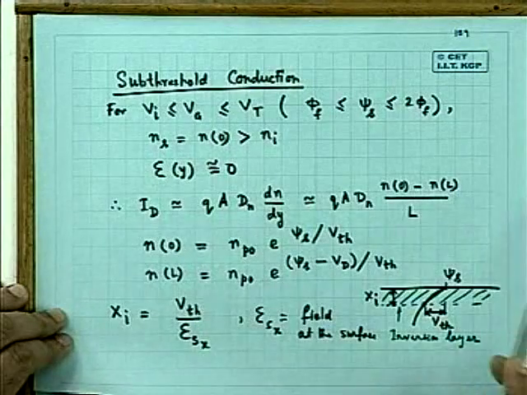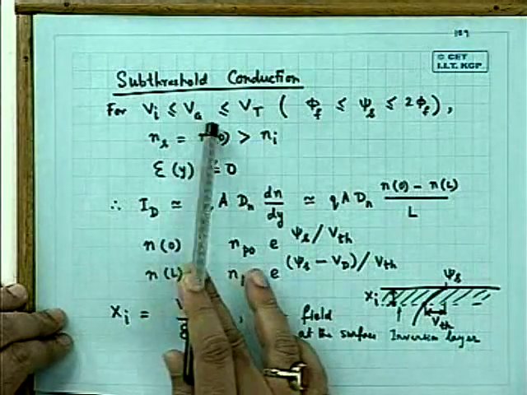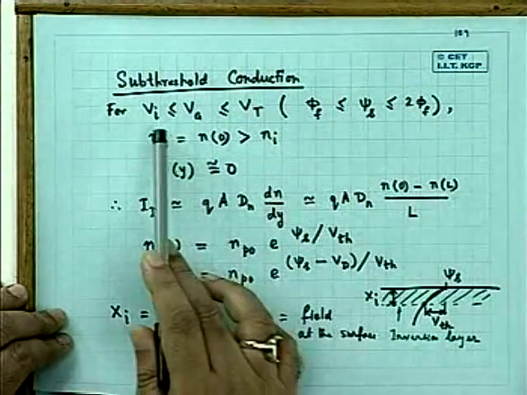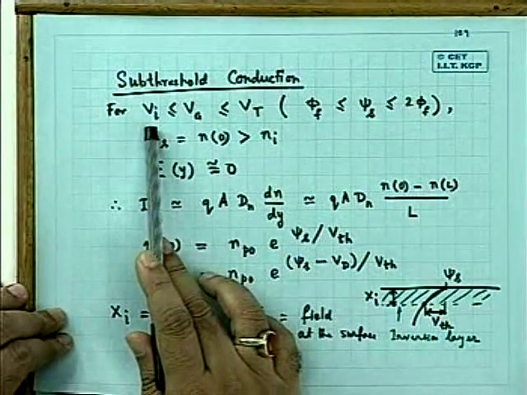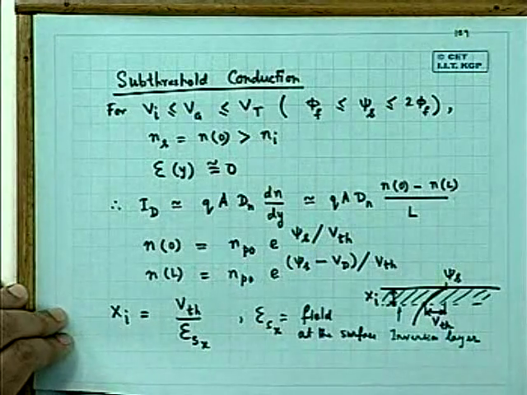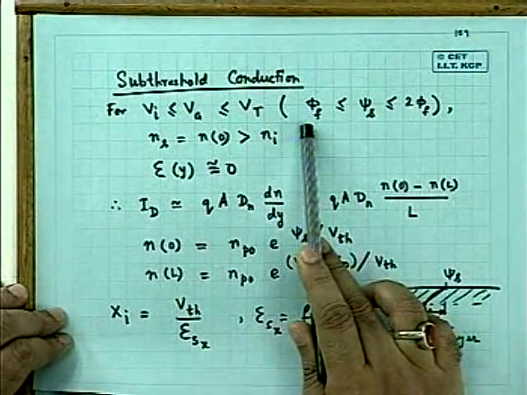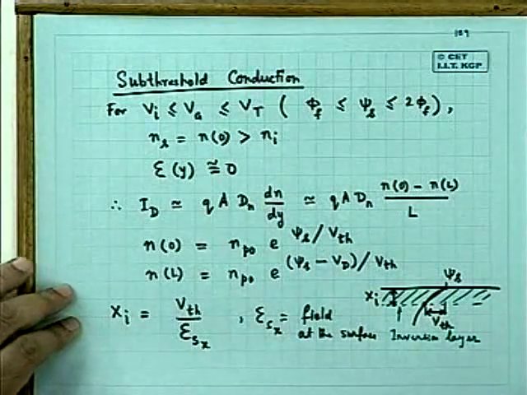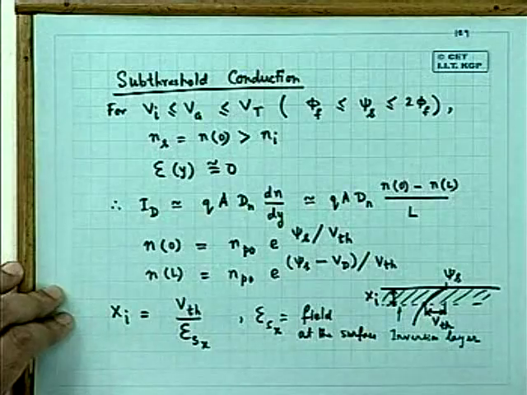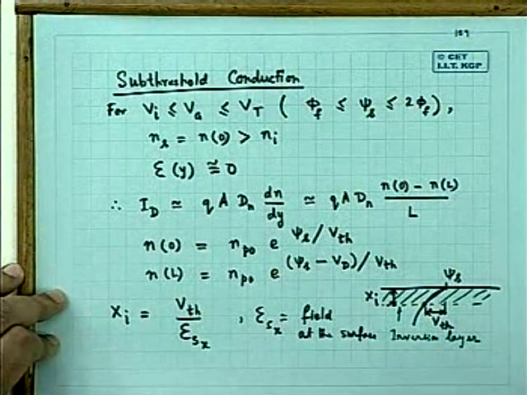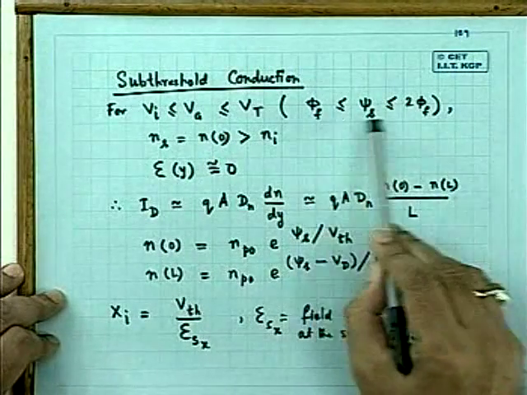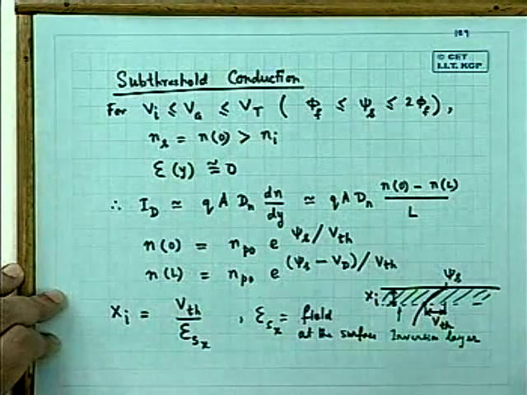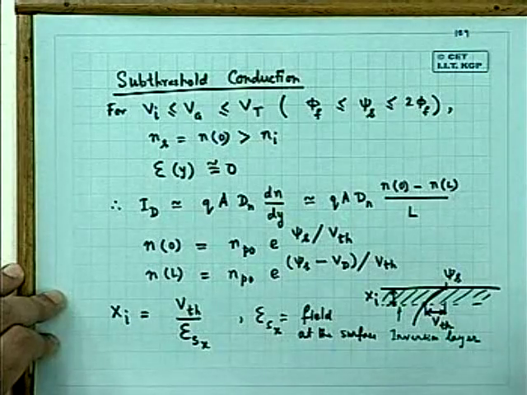So you remember that when Vg is less than Vt and more than Vi, where Vi means the voltage at which the surface becomes intrinsic, that means psi s is equal to phi f. For psi s lying between phi f and twice phi f, the surface will have some appreciable number of electrons, may not be very high. When psi s exceeds twice phi f, or when Vg exceeds Vt, the channel becomes strongly inverted.